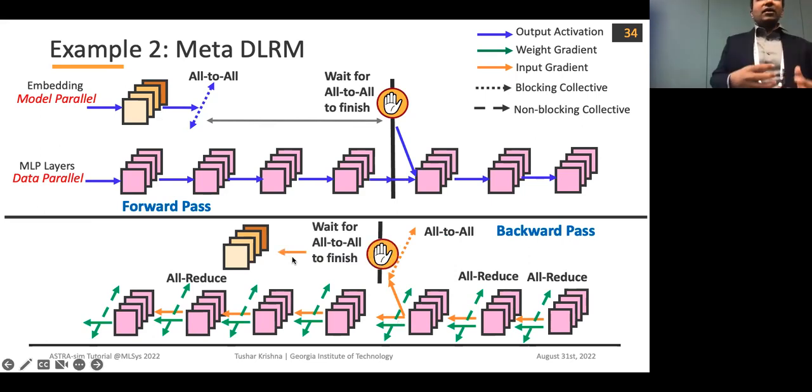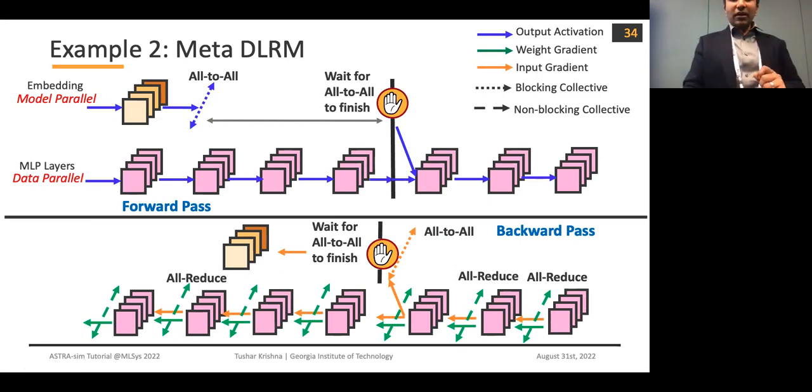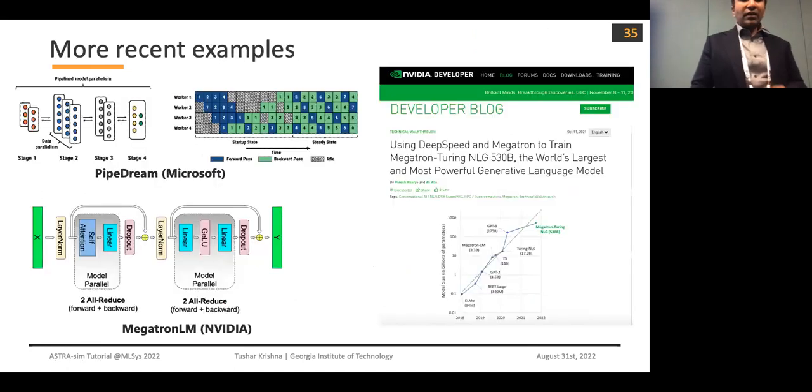So this is just, again, trying to show you a glimpse of how, depending on the parallelism strategy, the communication behavior can be very, very unique and interesting. And there are more recent examples, right? So Microsoft's PipeDream is a pipeline parallelism strategy, as I described earlier. Megatron is a customized strategy that NVIDIA developed, which was targeting training of some of these transformer models. And again, as I said, this is a very, very active field.